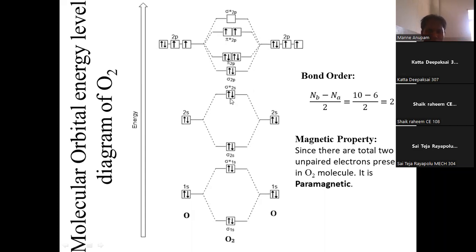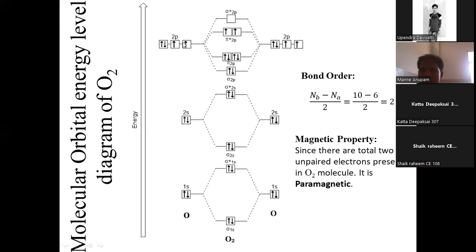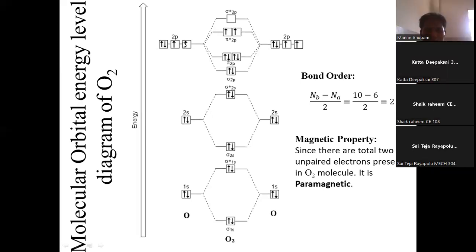Okay, so the total number of electrons in 2s, 4 electrons, are filled up like this. Now in 2p, we can see here how many electrons we have. 4 plus 4 electrons are there, and a total of 8 electrons have to be filled up.